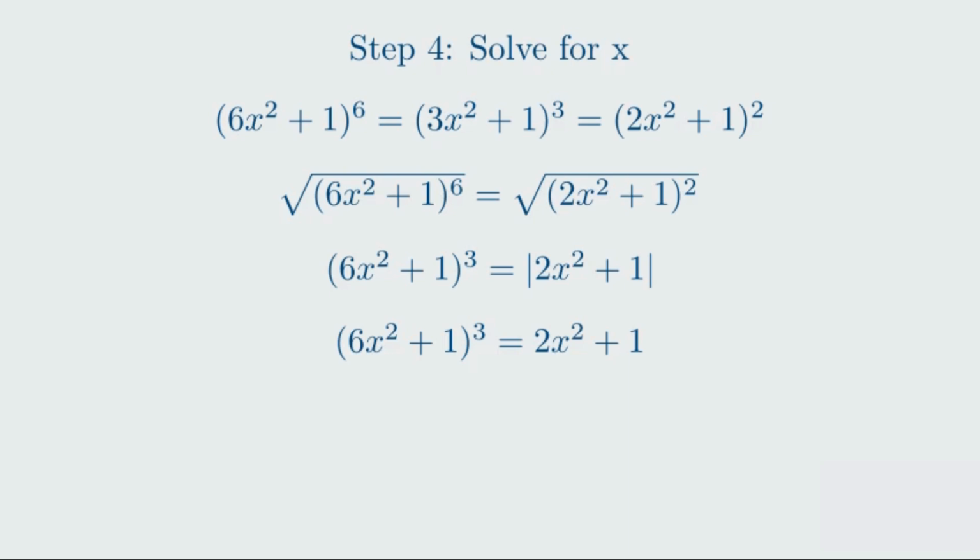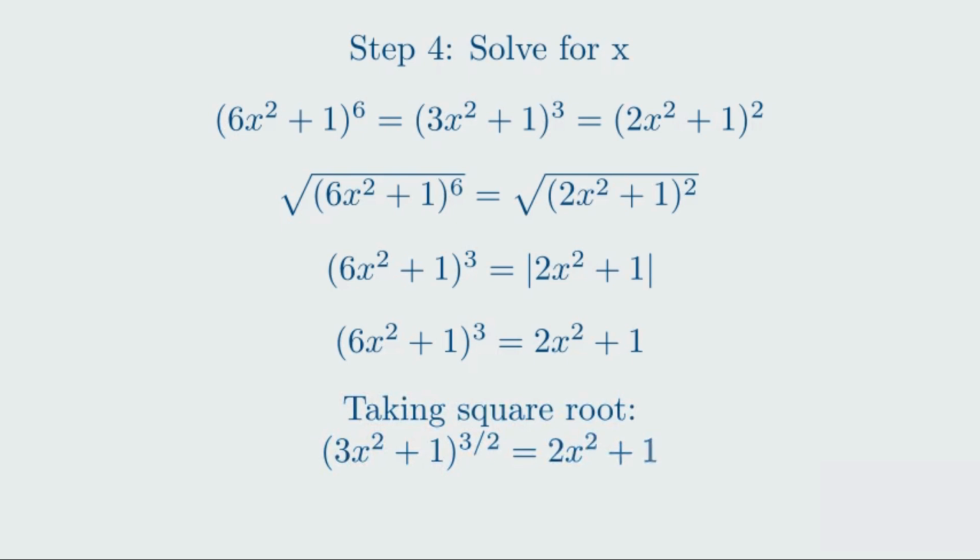Again, we can simplify this. Taking the square root of both sides, we get (3x squared plus 1) to the power of 1.5, which is not an integer. This path is less direct than the first one. Let's stick with the first simplification. (6x squared plus 1) cubed equals 2x squared plus 1. This equation still looks a bit tricky to solve. Let's look for a simpler path.